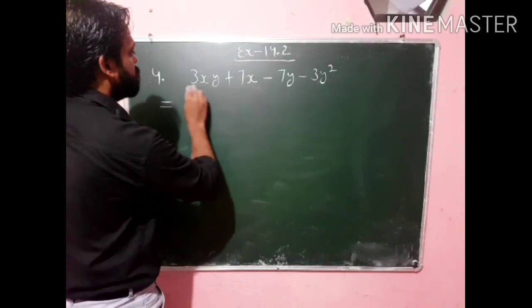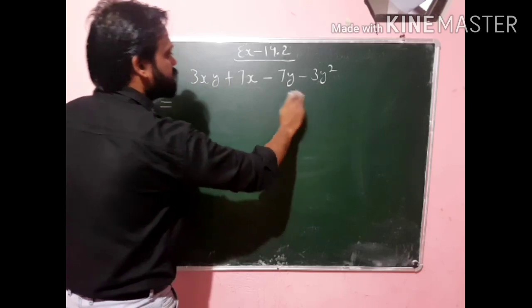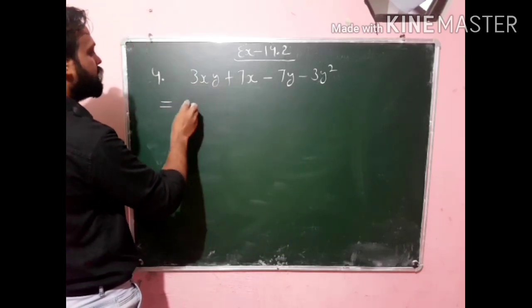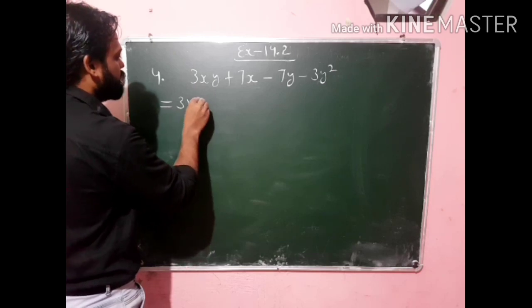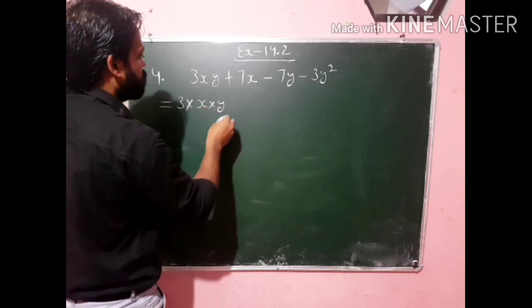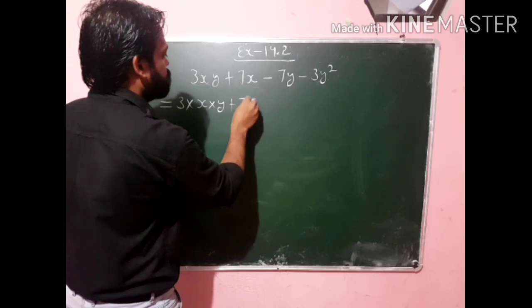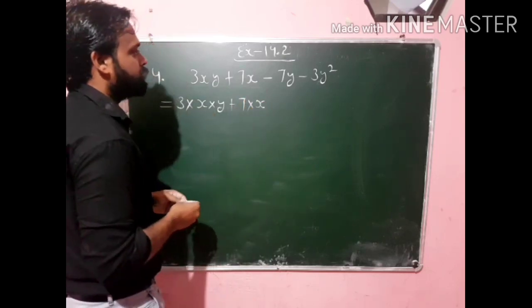So take this as the first group and this as the second group. Now see, in the first group we have to make the factor. So this way we can make it: this is 3 multiplied by x multiplied by y, and also plus 7 multiplied by x. So I hope this is clear to you.